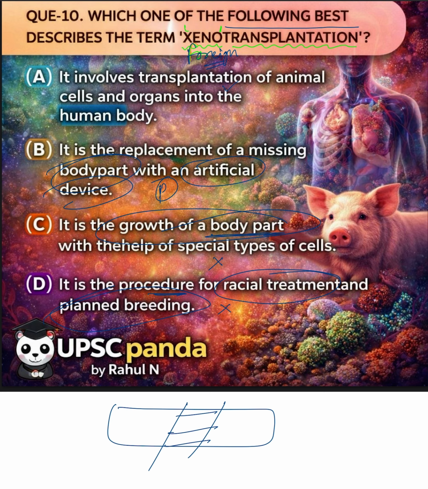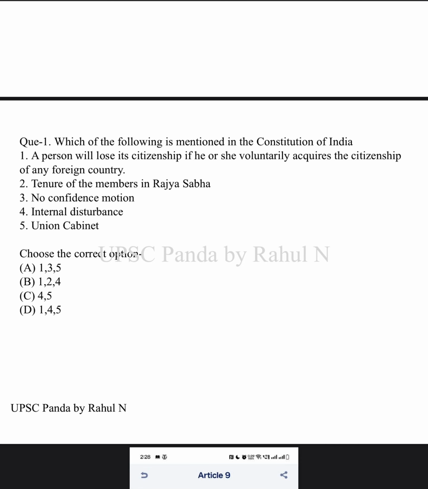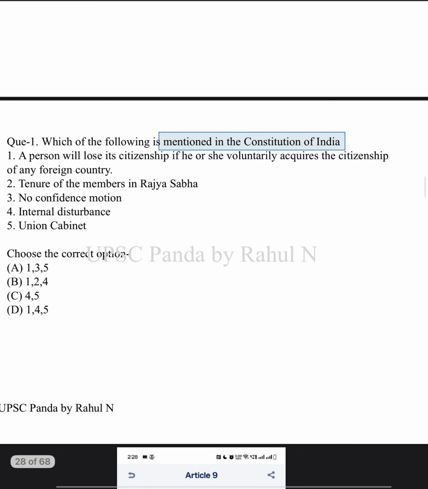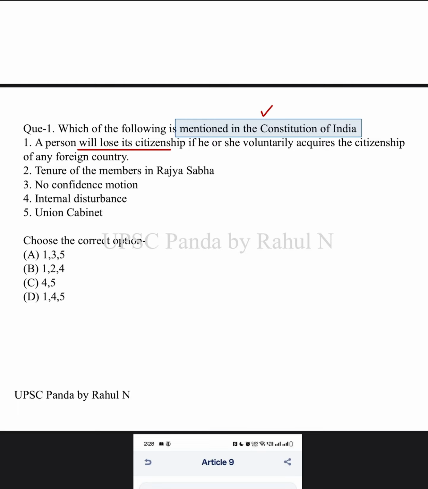This is question number 11 for this video, but for polity this is the first question. Let us see, which of the following is mentioned in the Constitution of India? This is the basic format UPSC generally asks the question, so I have taken one in that way. A person will lose citizenship if he or she voluntarily acquires the citizenship of any foreign country.